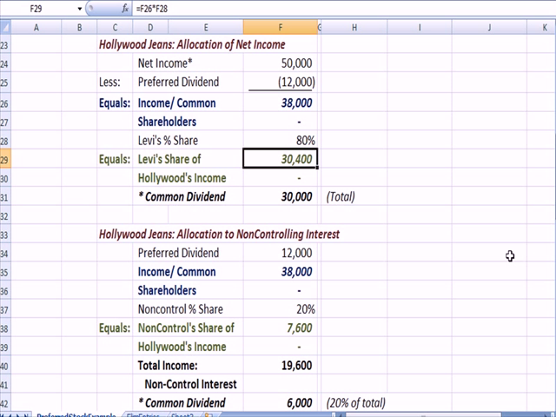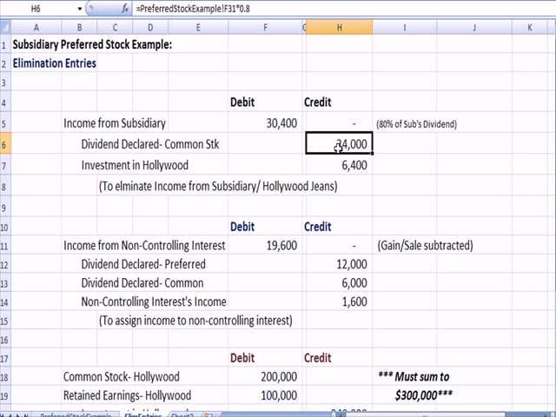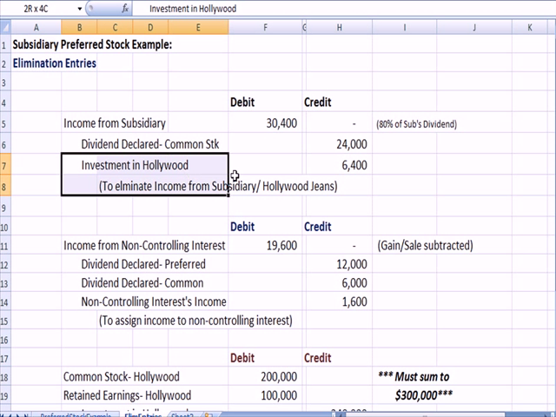And if I skip over here, F31, there's our common dividend, 30,000. 80% of that 30,000 is the 24,000 of the dividend that went to Levi. And the net difference between the income we're removing by debiting and the dividend we're getting rid of by crediting is $6,400, so we eliminate $6,400 of our investment in Hollywood.